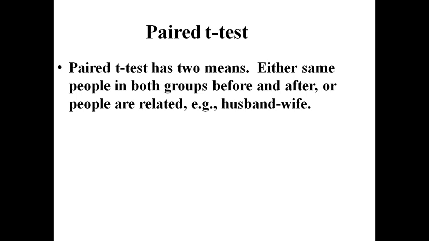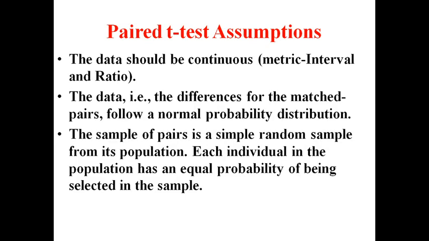So paired t-test has two means: either the same people in both groups, before and after, or people who are related, like husband and wife. So in paired t-test, we have the same sample before the treatment and after the treatment, and we find the mean value before the treatment and the mean value after the treatment, and we compare these two values. We also find related samples like husband and wife. So paired t-test is also known as related sample t-test and dependent sample t-test.